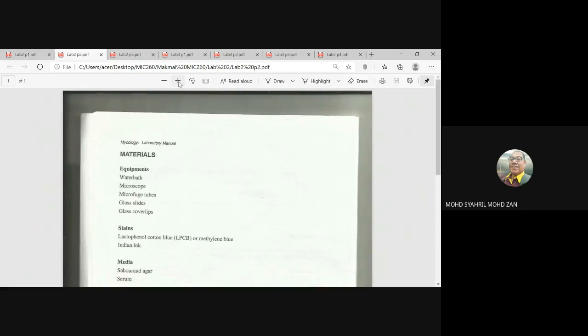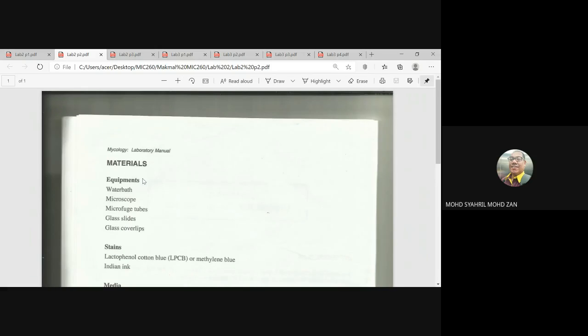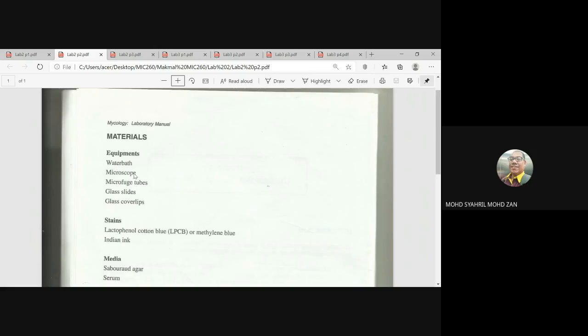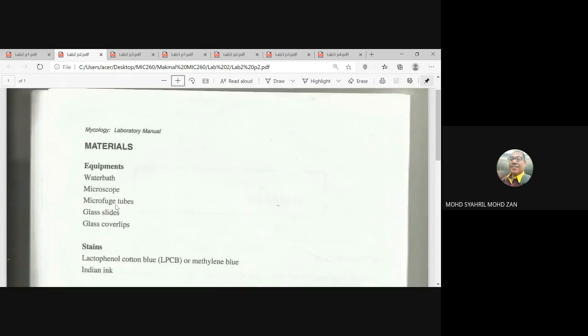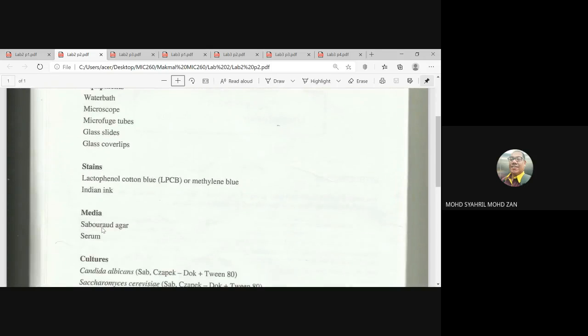Okay, what is the material yang kita perlukan ni? Okay. Number 1, you must have what we call equipment. So what type of equipment? Water bath. Microscope, okay, because we want to see the morphology part. Microfuge tubes, glass slide, and glass cover slip. What type of stain kita gunakan? Lactophenol cotton blue, or LPCB, or a simple stain iaitu methylene blue. And then Indian ink. Okay. So for yeast, we're using what we call media, Sabouraud agar or serum.